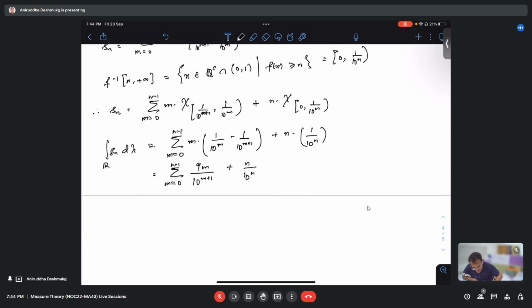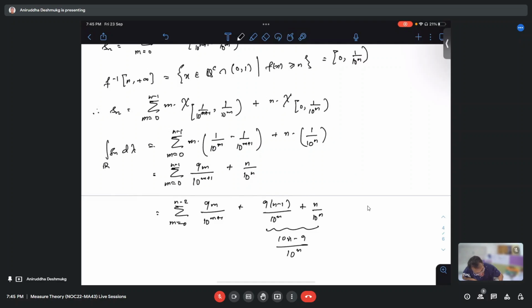And then, well, one can calculate this. Okay, let me calculate it for you. So 0 to n minus 2 I will write first, 9m by 10 to the power m plus 1, plus the n minus 1 term, which is 9 times (n minus 1) by 10 to the power n, plus n by 10 to the power n. So I can combine this thing. This becomes 10n minus 9 by 10 to the power n.